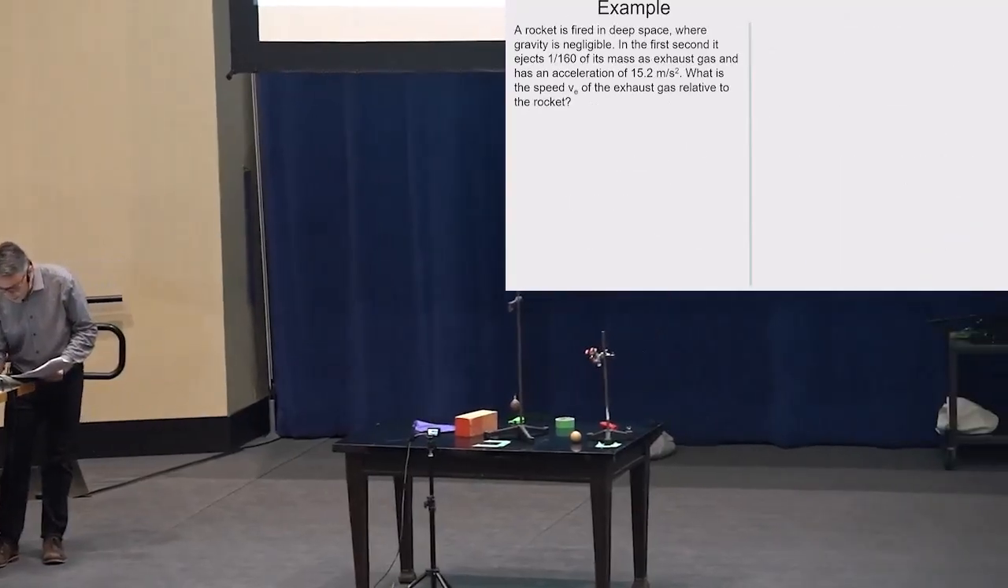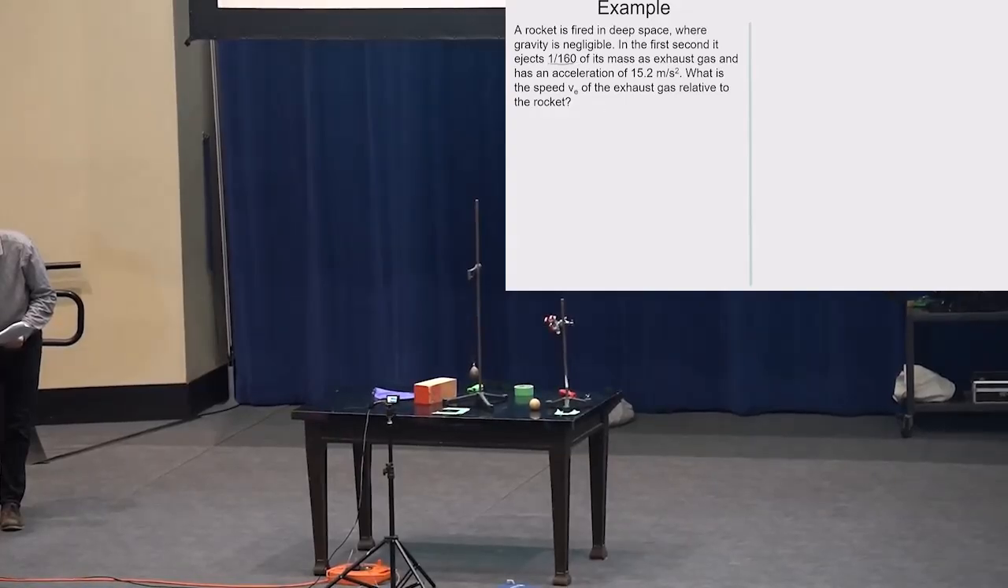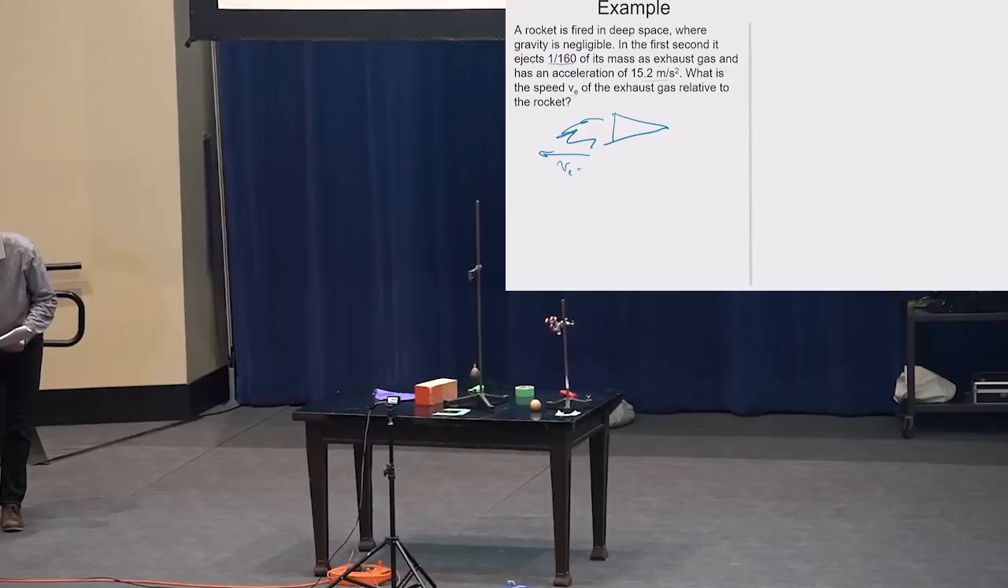So we'll do a quick example. A rocket is fired in deep space where gravity is negligible. In the first second, it ejects 1 over 160 of its mass as exhaust and has an acceleration of 15.2 meters per second squared. Find the speed VE of the exhaust gas relative to the rocket. So we've got the rocket. This is VE, which is question mark. This is the mass of the rocket, and it's accelerating this way. The acceleration of the rocket is 15.2 meters per second squared. Delta T is 1 second. Delta M over M is equal to 1 over 160.